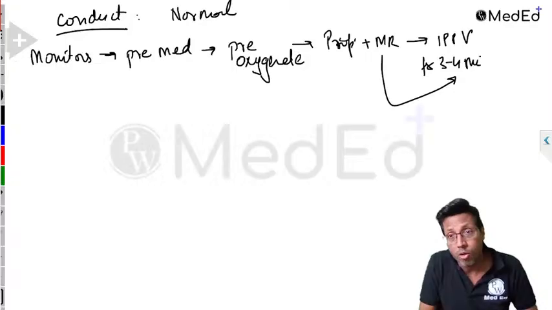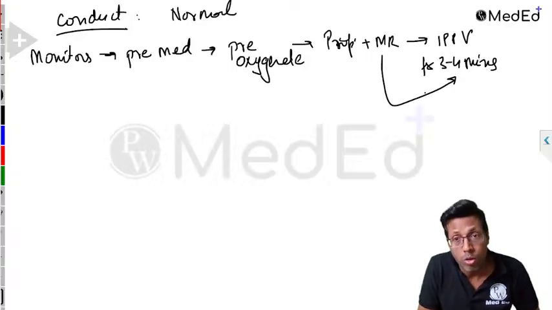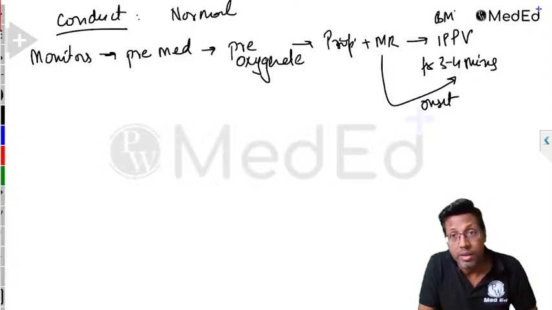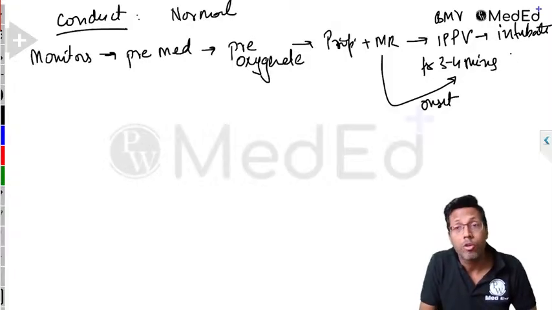Whether you speak of vecuronium or rocuronium, the onset of action of all of them is 3 to 4 minutes. After 3 to 4 minutes of positive pressure ventilation or bag mask ventilation, we intubate the patient, and after intubation and confirmation, we go ahead with the case.